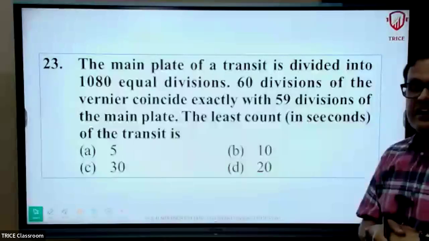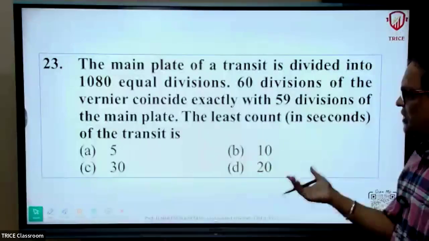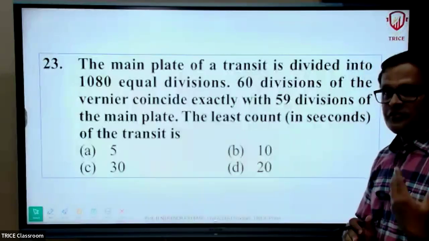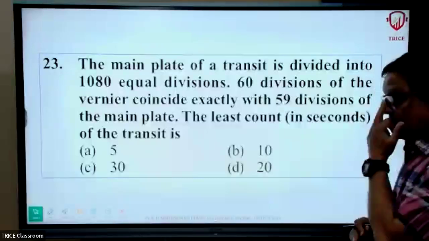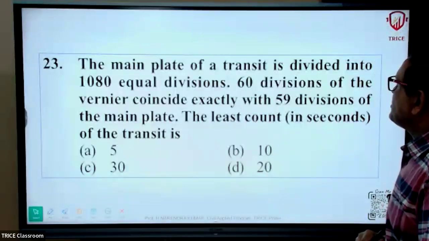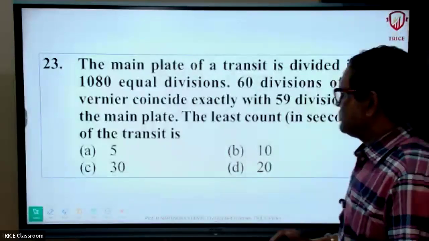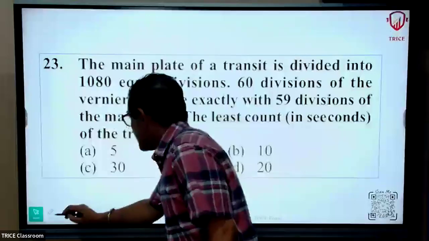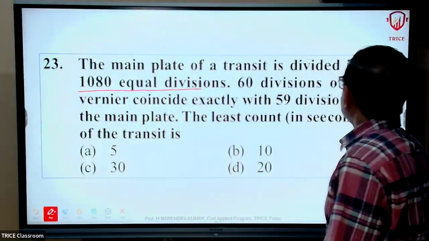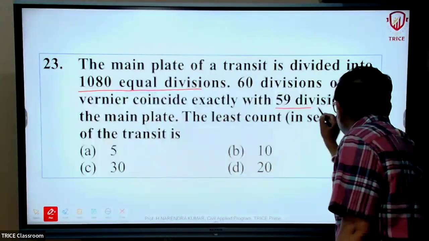So this is nothing but a transit theodolite. Whatever theodolite is used in our measurement is called a transit theodolite. The other name for theodolite is transit. Vernier transit theodolite: the main plate of a transit is divided into 1080 equal divisions. 60 divisions of the vernier coincide exactly with 59 divisions.